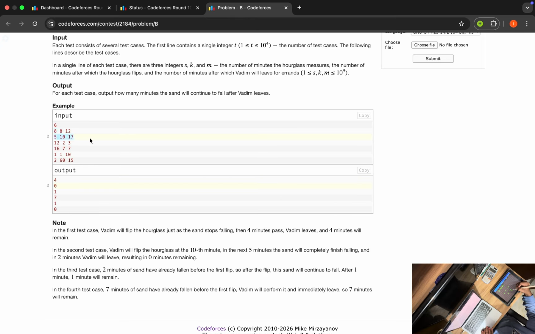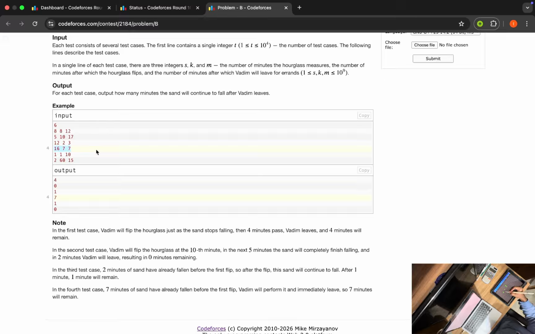Okay, and then for 5, it's 5, 10, 17, so every 10th minute. Okay, it has 5 minutes. It just empties out, so the answer is still 5. If that's smaller, if that's larger, what is going to happen? That's the main question. For 16, okay, 16, 7, 7. Okay, let's ignore the 7 for now.